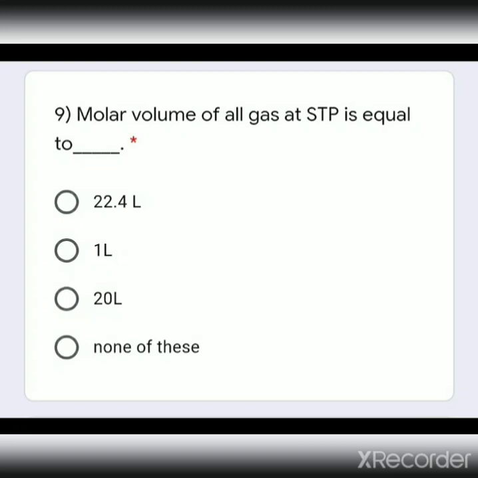Next question. Molar volume of all the gases at standard temperature pressure is equal to. This is a straightforward question: at standard temperature and pressure all the gases have the same volume, that is the molar volume, equal to 22.4 liters. So this is the correct option.